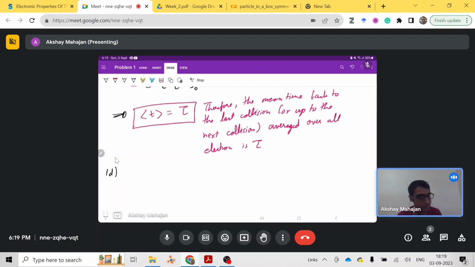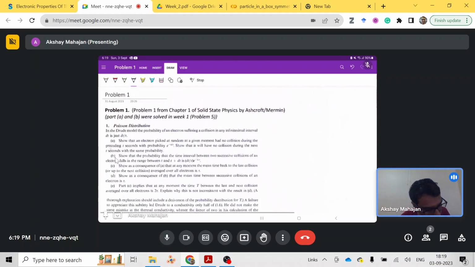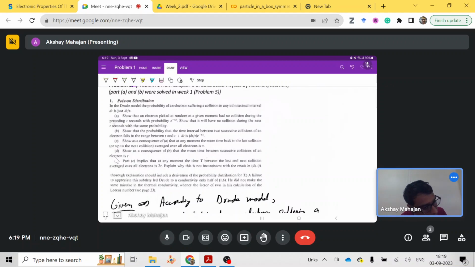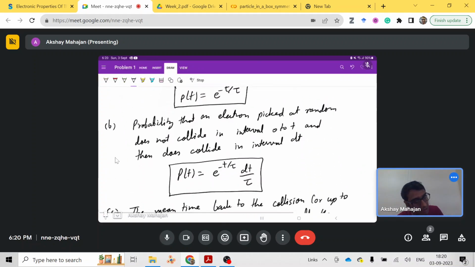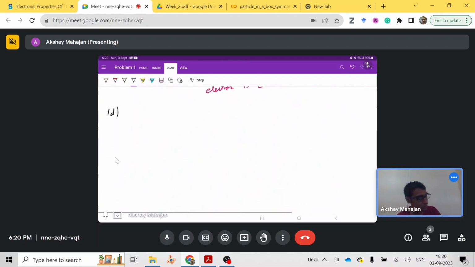Let's go to part D. Now in part D we have to show, as a consequence of B, that the mean time between successive collisions of an electron is tau. From B, we have that an electron picked at random does not collide in the interval 0 to t but does collide in the interval dt. That is given to us in B, and now we have to use that to solve this part.